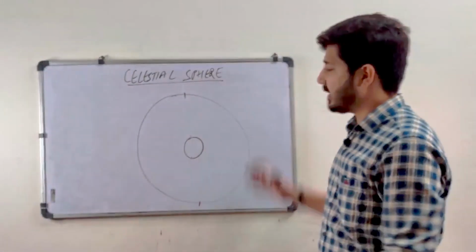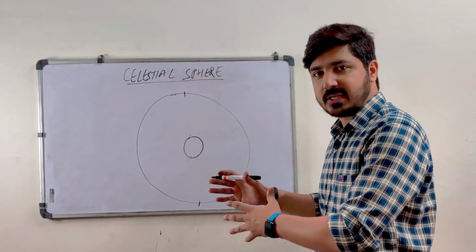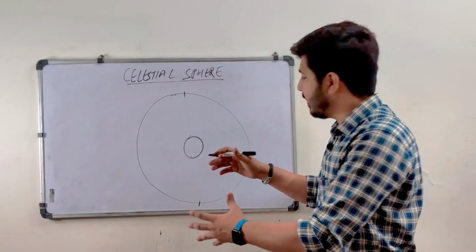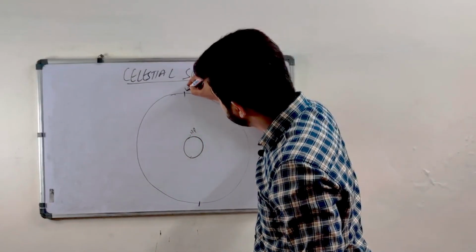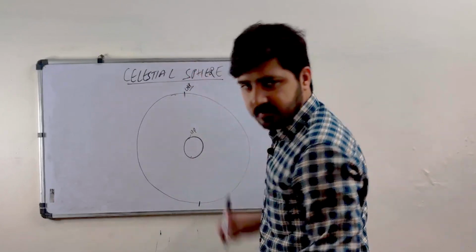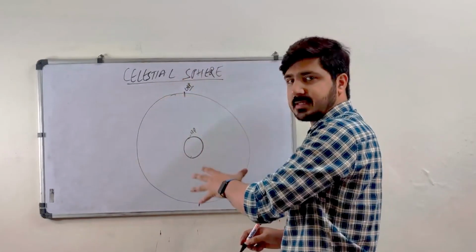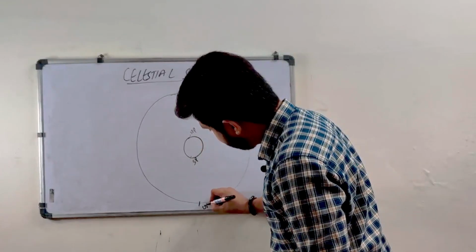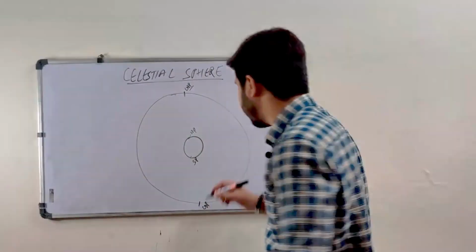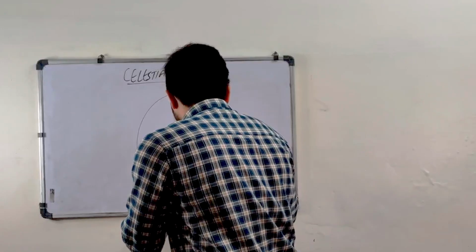Alright guys, now I have made the celestial sphere. We will transfer all those things, project all those things to the celestial sphere. So this is North Pole, of course. This is celestial North Pole. Okay, we transfer this thing to the celestial sphere. This is South Pole. This is celestial South Pole. Very simple. Now we will make the equator.